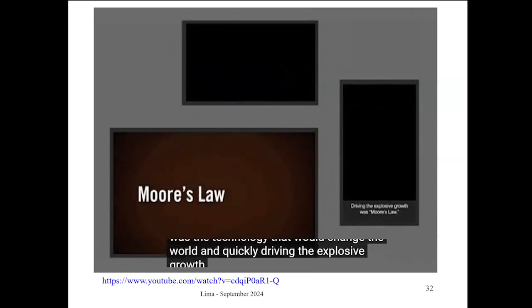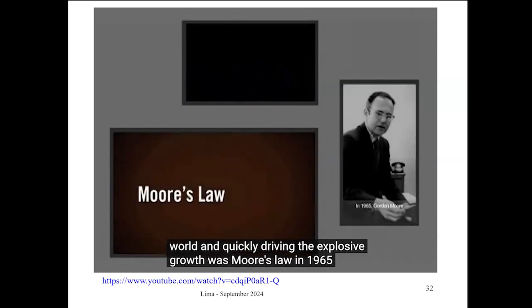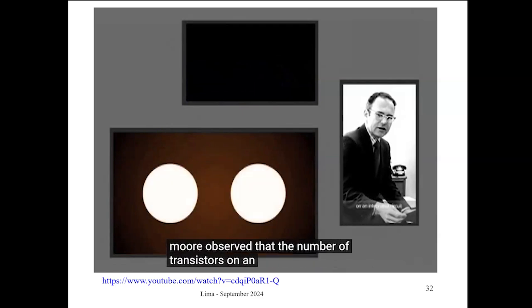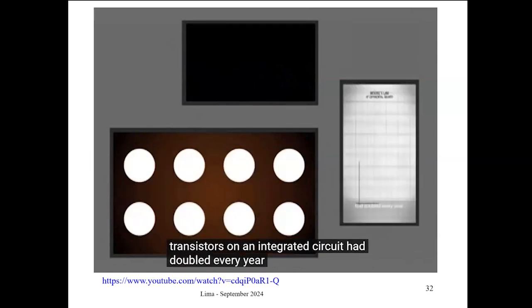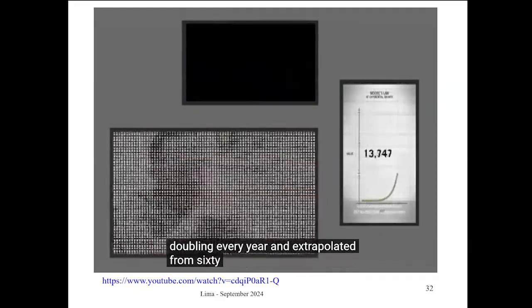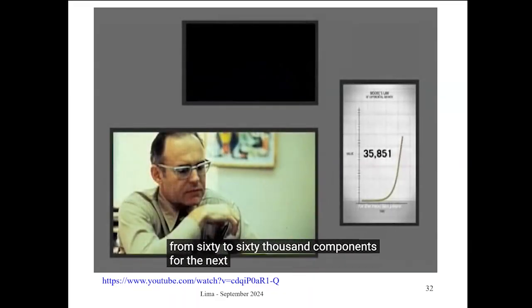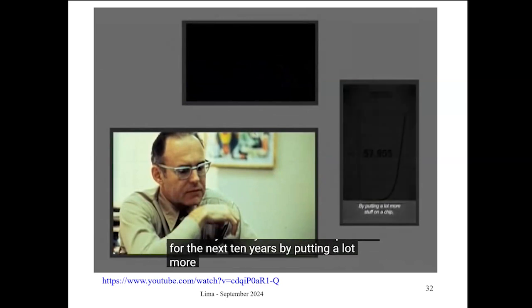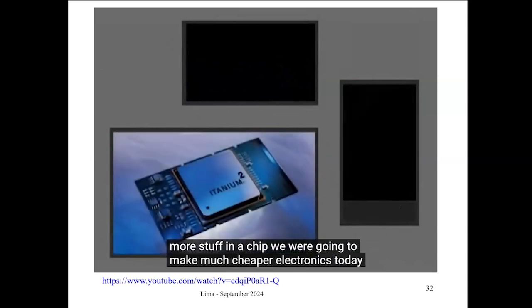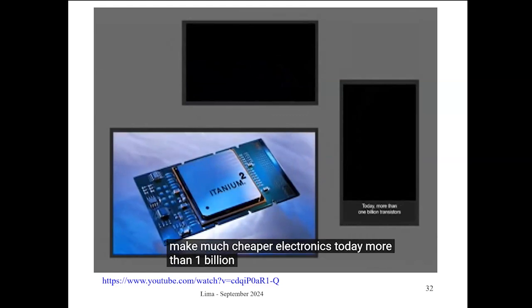Driving the explosive growth was Moore's law. In 1965, Gordon Moore observed that the number of transistors on an integrated circuit had doubled every year. I just took that doubling every year and extrapolated from 60 to 60,000 components for the next 10 years. By putting a lot more stuff in a chip, we were going to make much cheaper electronics. Today, more than 1 billion transistors can be etched on a circuit chip.